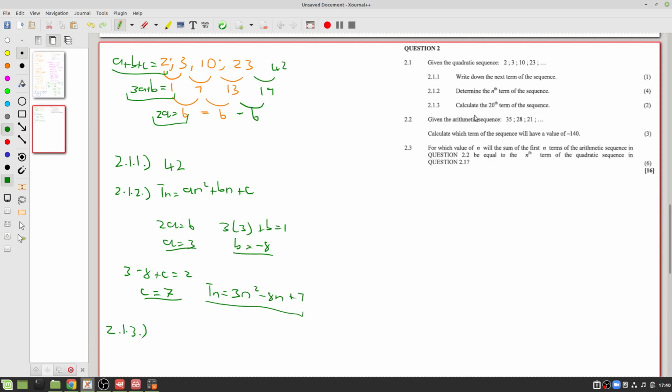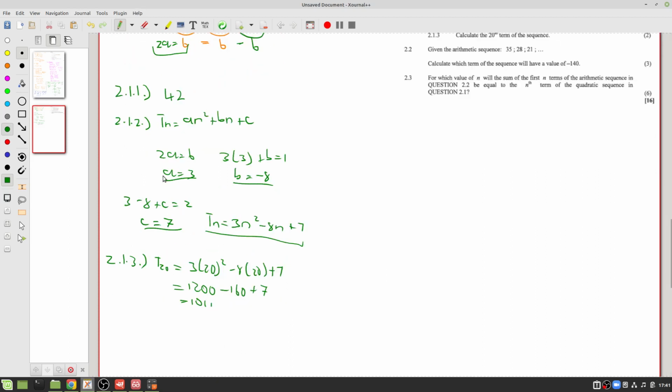2.1.3. Now, calculate the 20th term. Okay, that's pretty nice. All we do is replace n with 20, right? T20, term 20, will then be equal to 3 times 20 squared minus 8 times 20 plus 7. 20 squared is 400, times 3 is 1200. 8 times 20 is 160, plus 7. That'll give us 1047. Great. So that was a quadratic sequence.